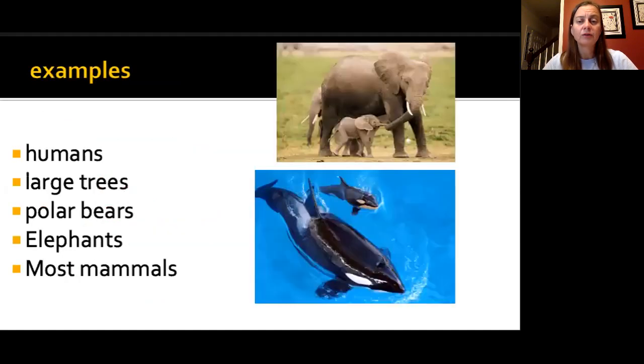So of course, when we think of examples of this, we immediately jump to humans and large mammals. We can also think of trees as K-selected species, not because they provide parental care, but because they don't reproduce very often. And those that do survive tend to have long lives. Okay, so R selected and K selected.